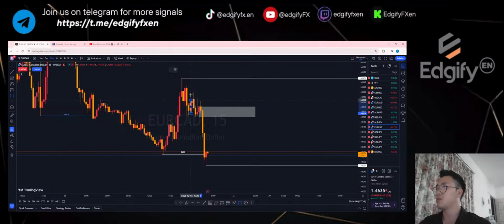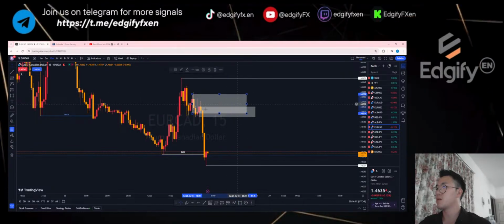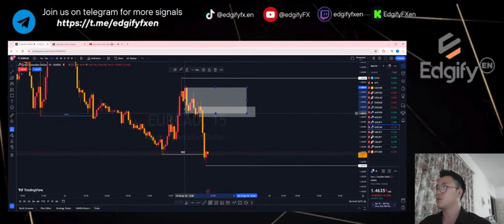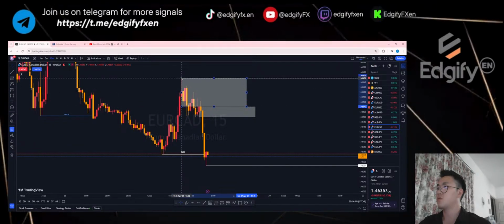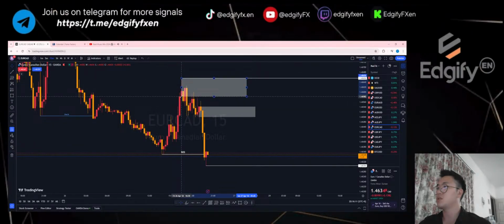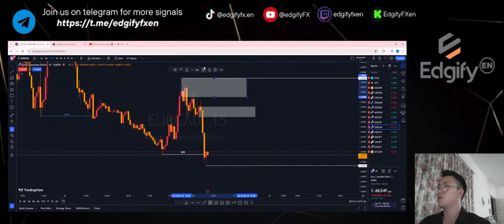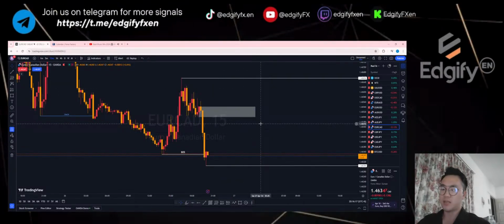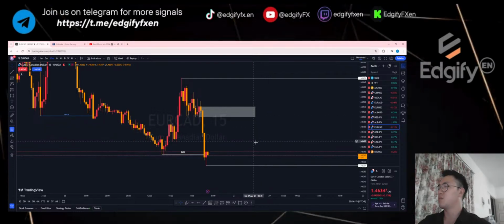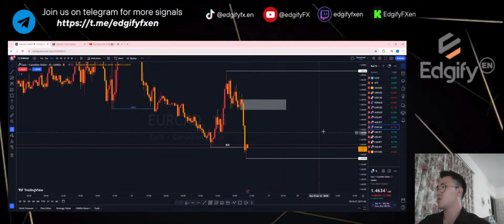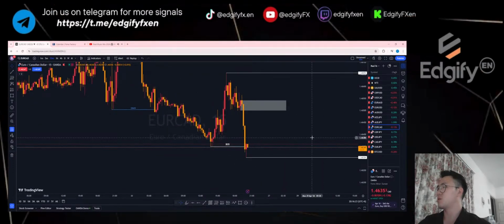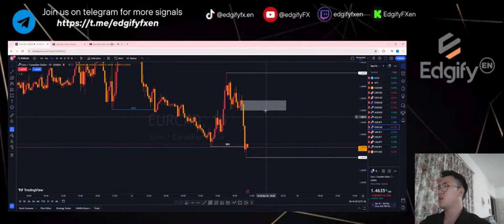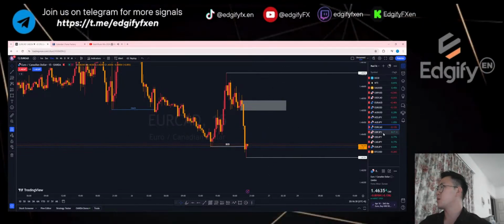If you look at this one here, it's being mitigated already. And this one here as well, it's also mitigated. And this final one up here, it's the same deal. So all this is being mitigated, but nonetheless, it doesn't mean that we can't use it. We can, but we just got to be a little bit more cautious, a little bit safer, be conservative a little. So EuroCAD 50-minute, I'll be looking to sell this pair.